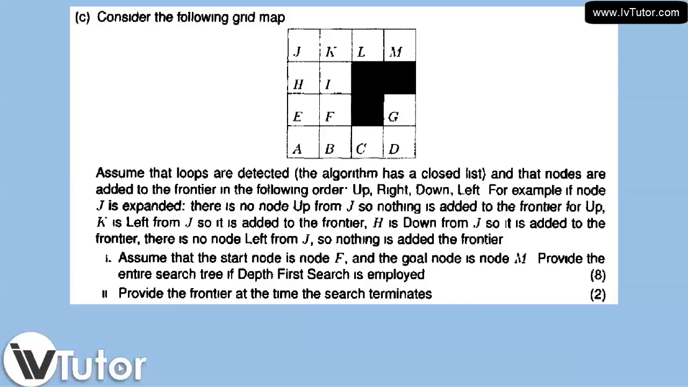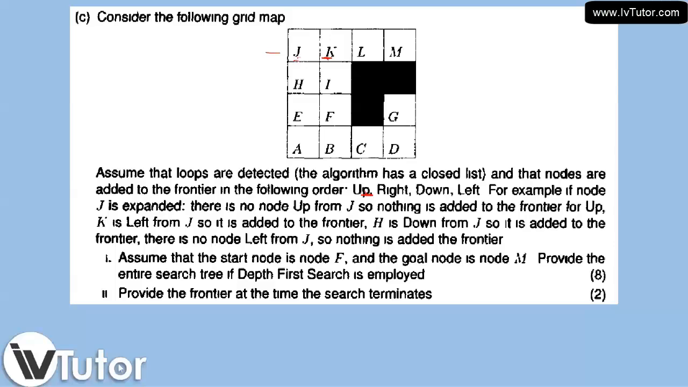For example, if node J is expanded, there is no node up from J, so nothing is added to the frontier for up. K is to the right of J, so it is added to the frontier. Then H is down, it is added to the frontier, and there is also nothing to the left, so only K and H are added to the frontier. So that is the order in which we're going to add.